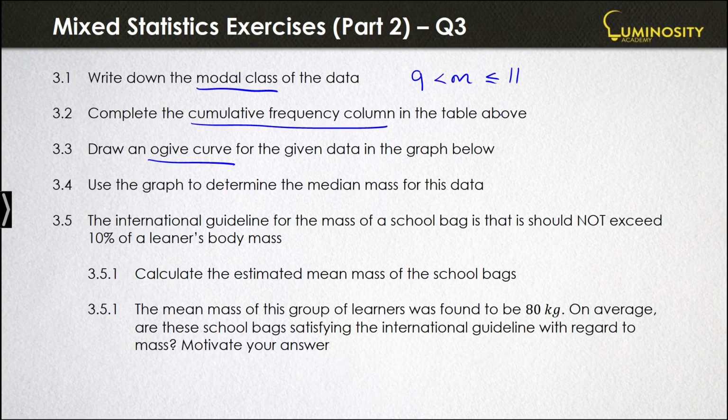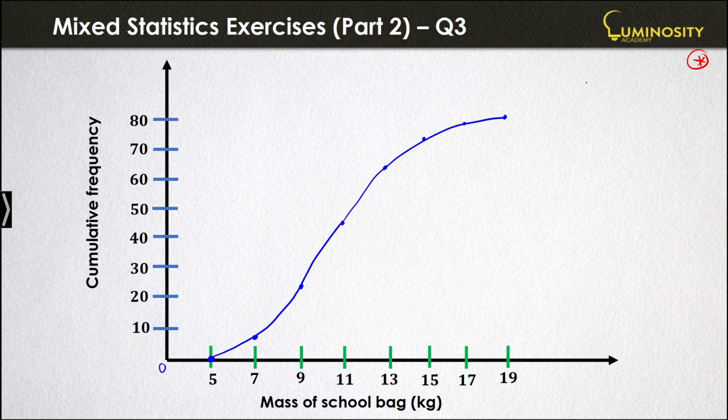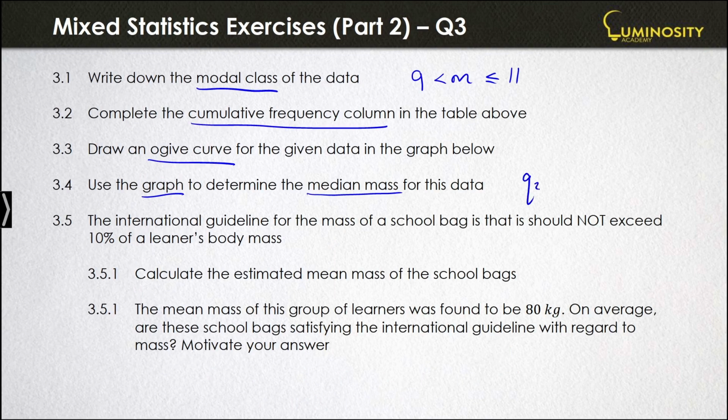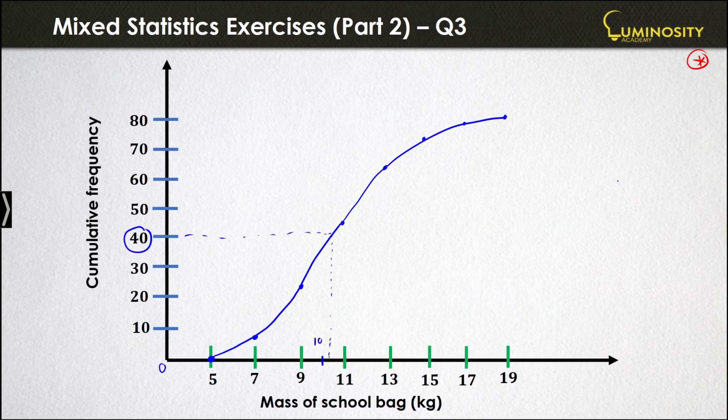Okay. Next, we want to use that ogive curve, that graph, to determine the median mass for this data. So there were 80 students. The median means exactly halfway, so 40 students. And then I'm going to try and do this as accurately as possible. And I see I'm coming down all the way to here. So between 9 and 11, there's 10. And this looks like it's almost partway between 10 and 11. So I would say that the median mass Q2 is approximately 10.5 kgs. Because remember, your x-axis is talking about the mass of the school bag, and your y-axis is the cumulative frequency.